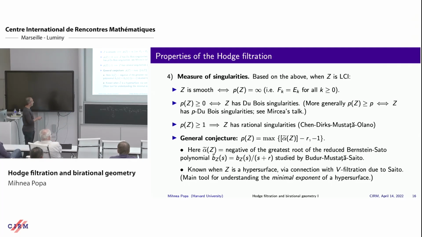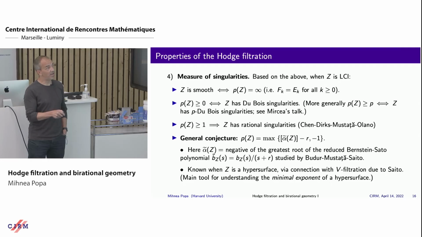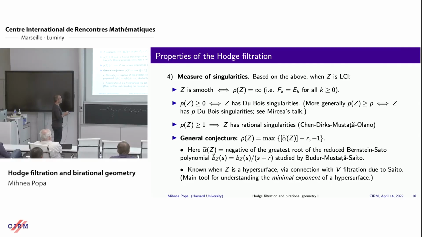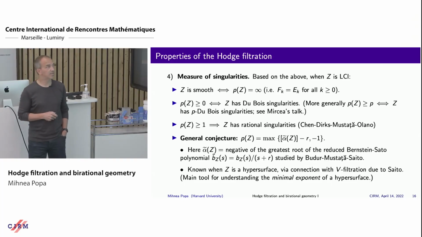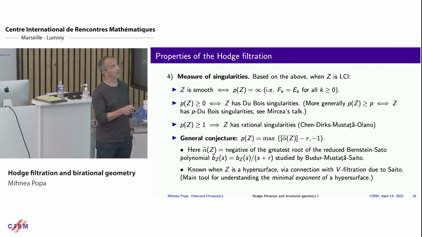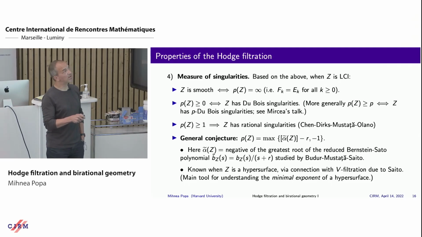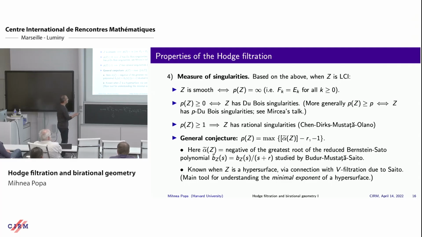They show that if P of Z is greater than or equal to 1, then Z has rational singularity, which we knew in the case of hypersurfaces, but it's really new for LCI singularities in general, and it's very neat, and I'm really looking forward to seeing the preprint. And all of this is part of a general conjecture where we understand what this singularity index should be in terms of the Bernstein-Sato polynomial.